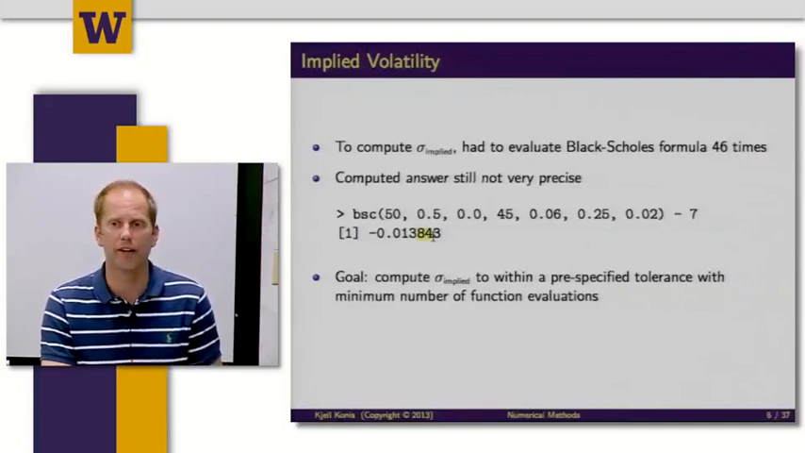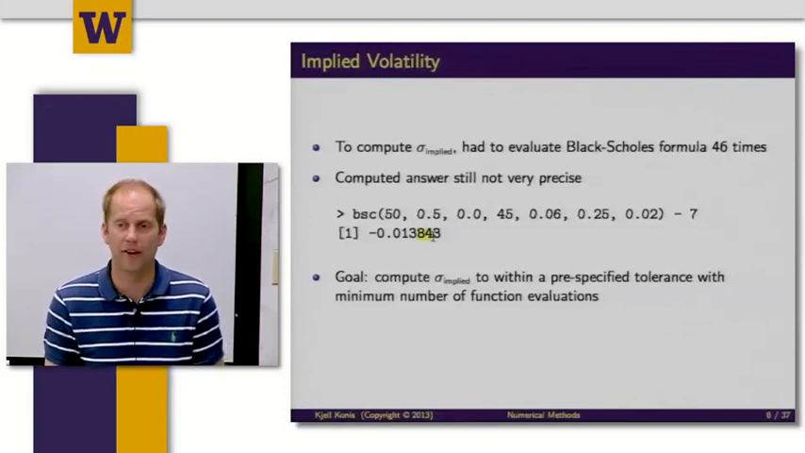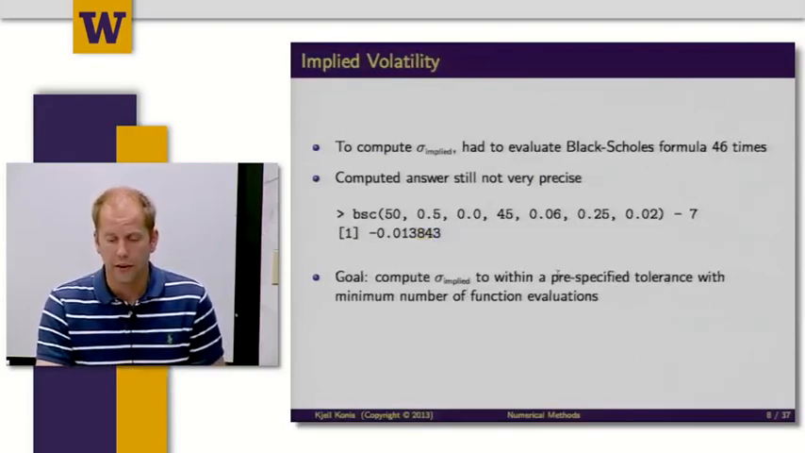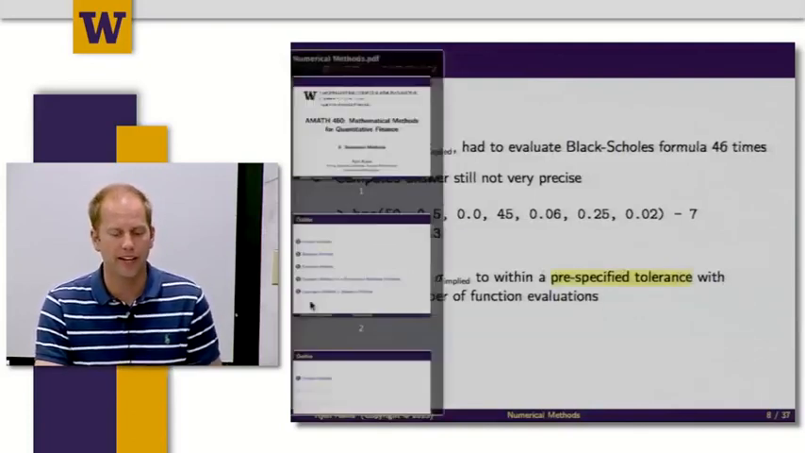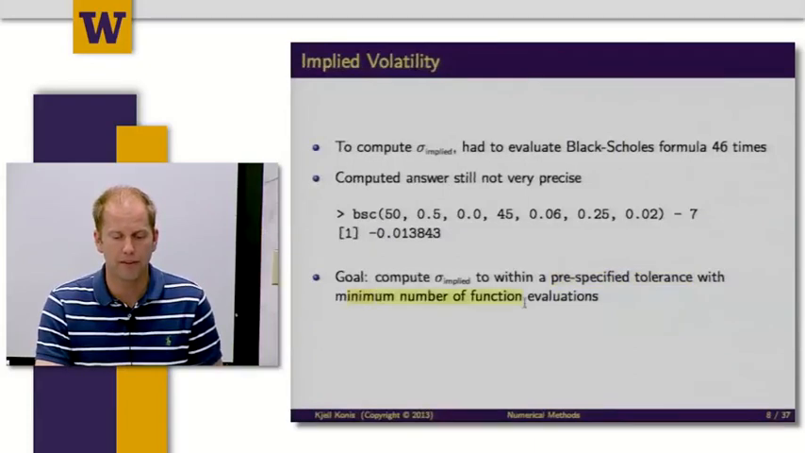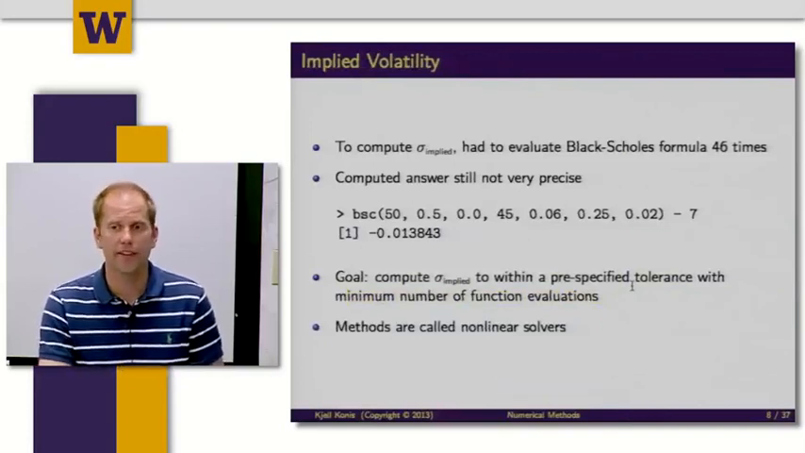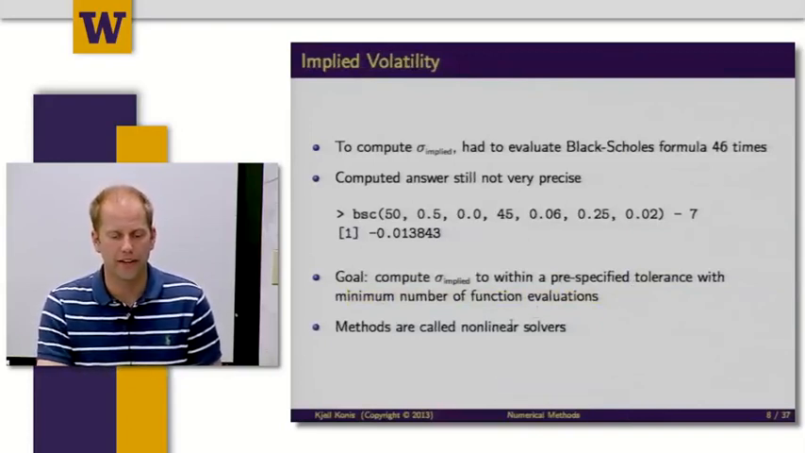And so if I only wanted to buy one, well, if that's the smallest denomination of currency they'll allow me to use, then that will be good enough. So I want to get inside this pre-specified tolerance, and at the same time, to do that, I want to use the minimum number of function evaluations required. And so the general methods for solving this type of problem are called nonlinear solvers.